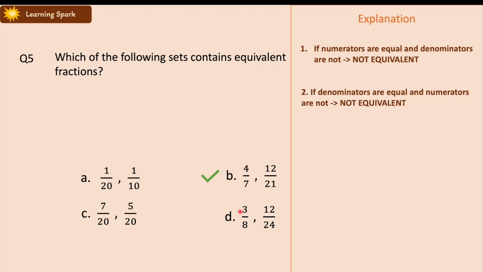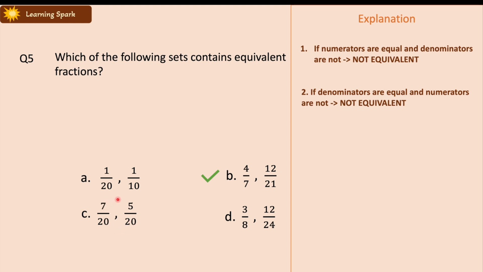Similarly, if the denominators are equal and numerators are not equal, then also it is not equivalent. These fractions are not equivalent. For example, this one, right? For this one, the denominators are equal, but the numerators are not equal. So clearly, these denominators and numerators are not being multiplied by the same number, right? This denominator is basically 20 and this is also 20. So you are multiplying by 1.